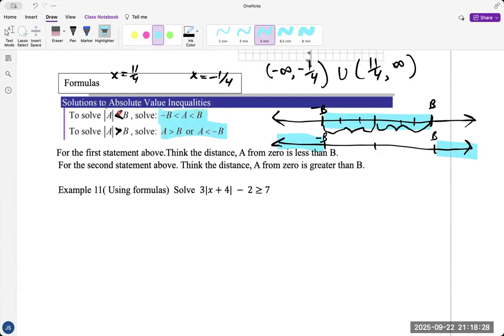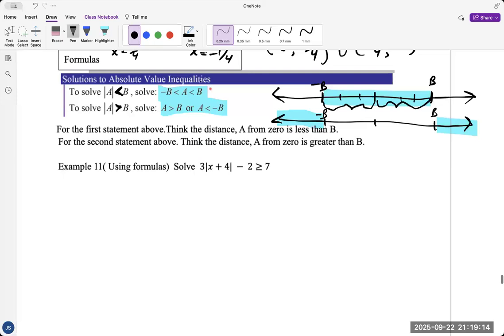So whenever you have a less than absolute value expression, then it's going to look like this. You're just going to put whatever is in the absolute value between negative B and positive B. But when you have a greater than, if the absolute value expression is greater than the value, then you have A is greater than the value or less than the negative of the value, which is just explaining these two pictures out. So let's see how this one works.